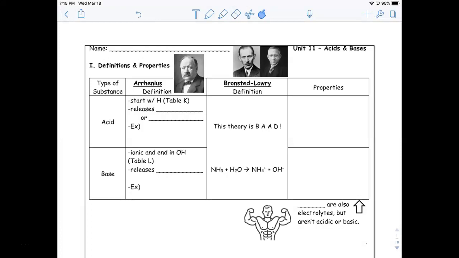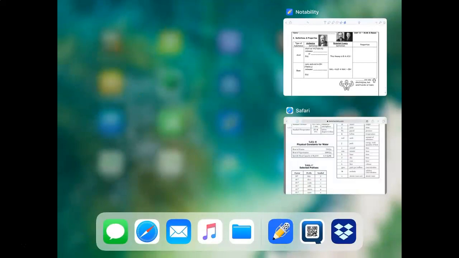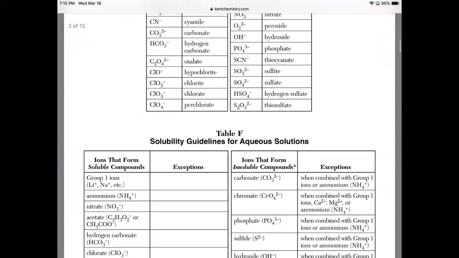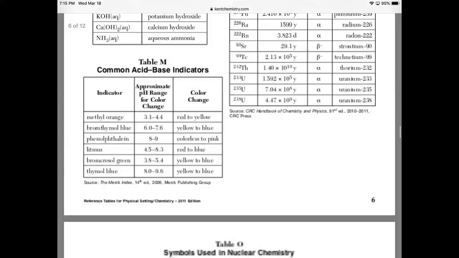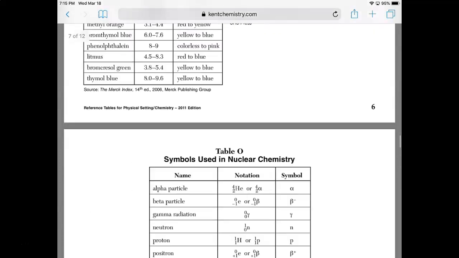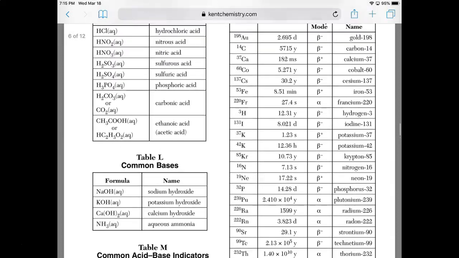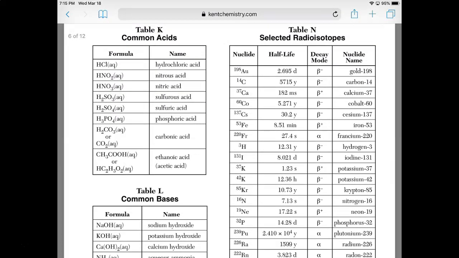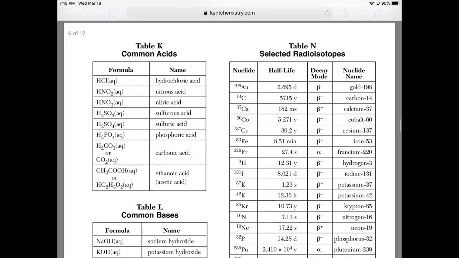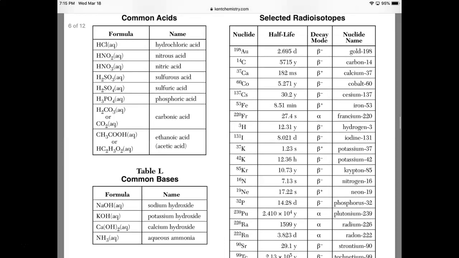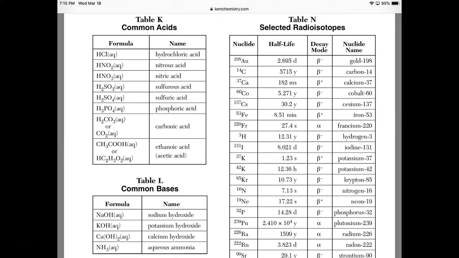All right, so let's just start with how to tell if something's an acid or a base. My first suggestion would be to look on your reference tables. So if we scroll down, I went too far. Okay, so here's Table K and Table L, right? Table K has a bunch of acids on it, and Table L has a bunch of bases on it. So just from looking at these tables, we can see that all of your acids, or most of them anyway, start with the letter H, right? So if something's not on this table, but you want to know if it's an acid, you want it to start with the letter H.